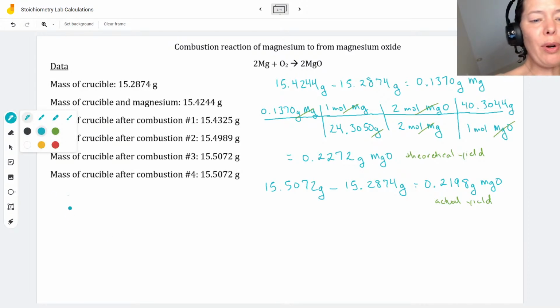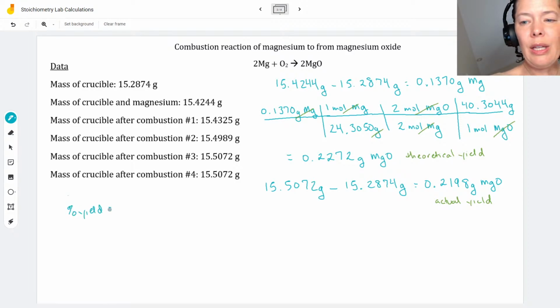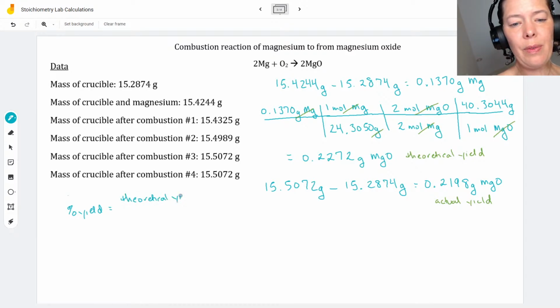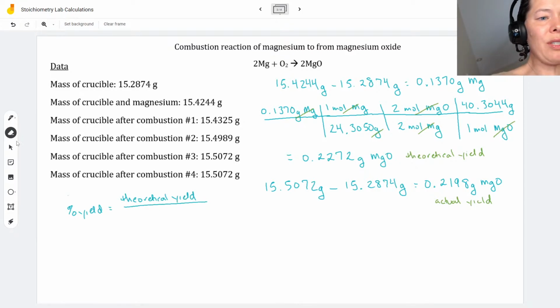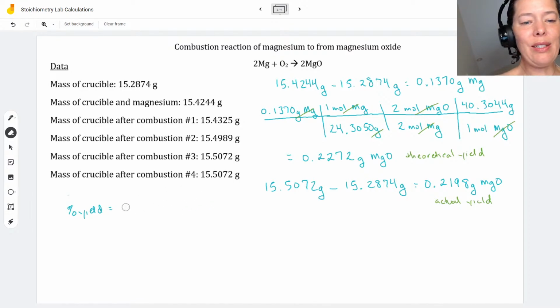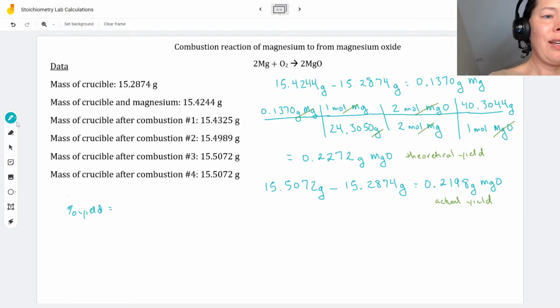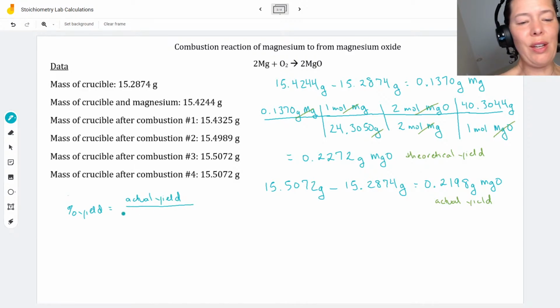Okay, so if you remember, percent yield is simply your theoretical yield, sorry, I'm doing this backwards. Apparently it's too late in the day to be thinking clearly. So it's your actual yield over your theoretical yield.